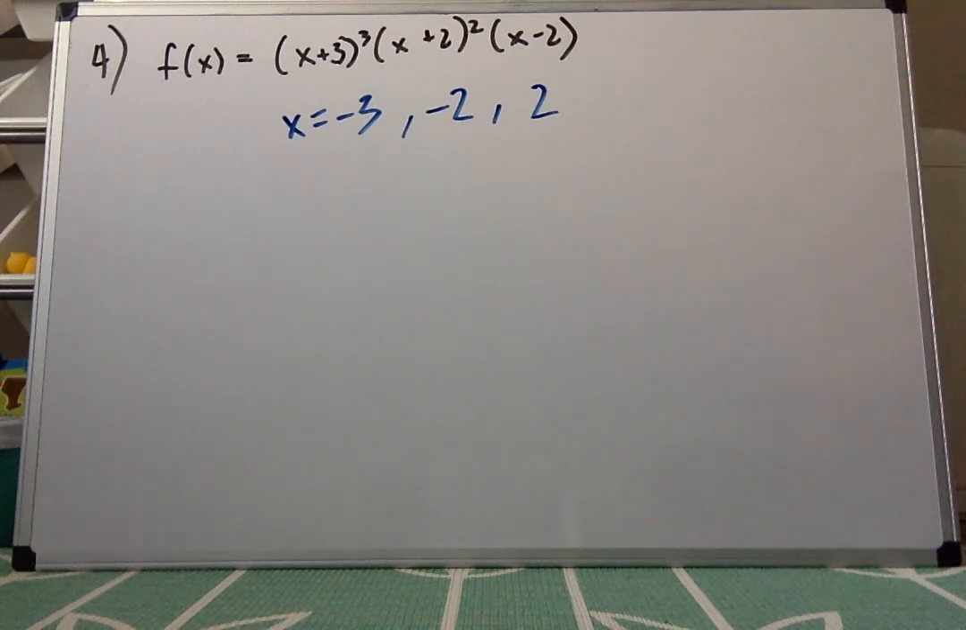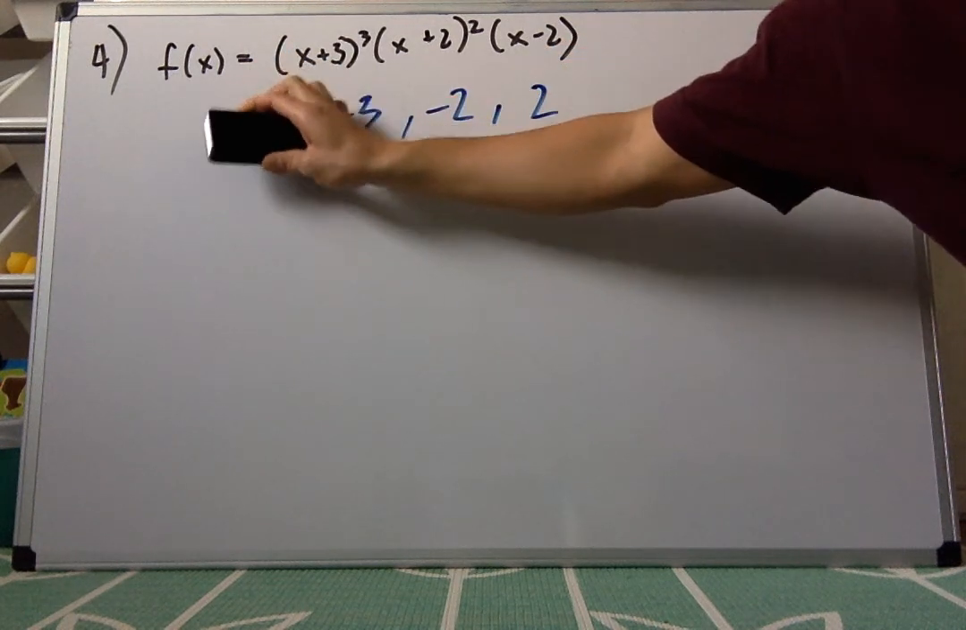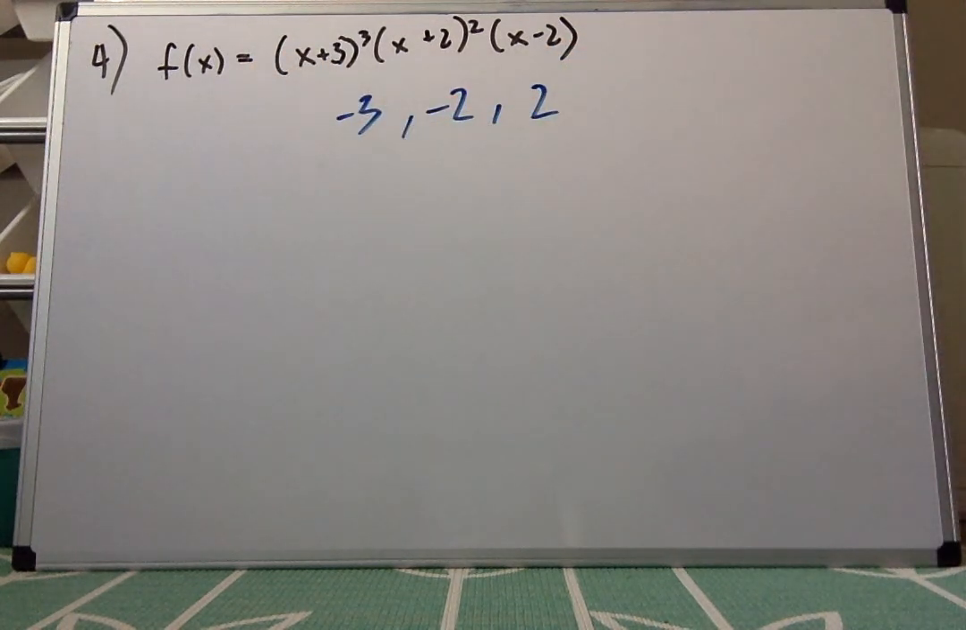So these are my 3 zeros. Actually, I don't need to put x equals. I just want to say what the zeros are. Negative 3, negative 2, and 2. And then I want to say what are their multiplicities. Well, multiplicities just says how many times they appear.